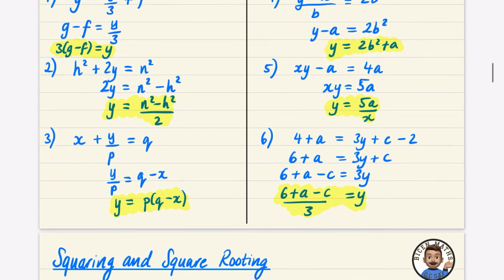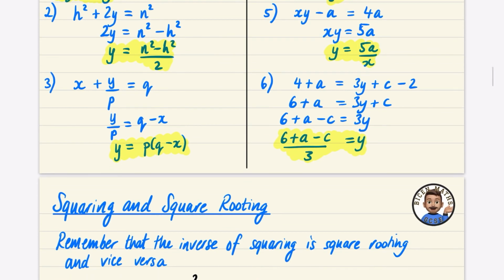Just a quick little side note, if you wanted to do this divide by 3, you could have actually divided each part by 3, and you would have got something that is equivalent. So you would have ended up with 6 divided by 3 is 2, a divided by 3, and c divided by 3. That is totally equivalent to this. So I'm just going to stick with the one in yellow, but you might end up with some answers that look a little bit different.